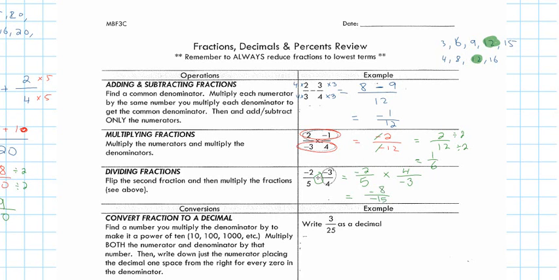Both of them are negative, that means they cancel each other out. So I have 8/15. Can I reduce it? No. What can I divide 8 by? 2, 4, 8. That's what I can divide 8 by.